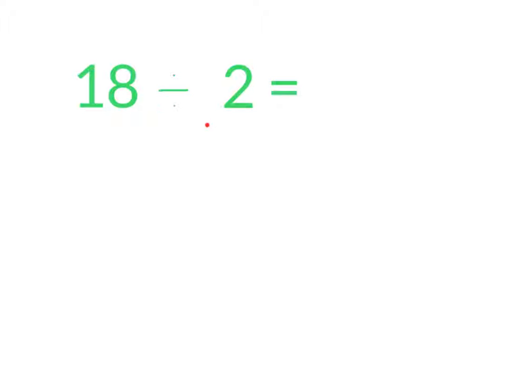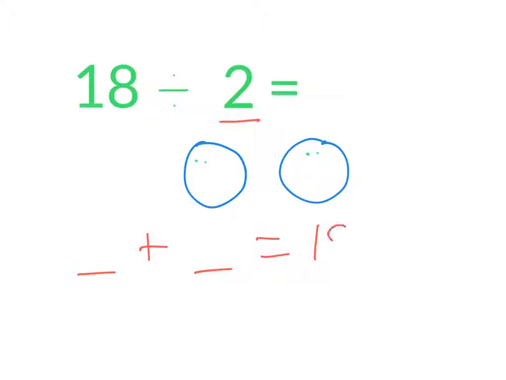The equation says 18 divided by 2. So I've got 18 apples and I want to share them into 2 even groups. So I've got my 2 even groups and I could start spreading them, could start sharing 18 out evenly. But I also can use my doubles because it's 2 even groups. I can think of what plus what equals 18.